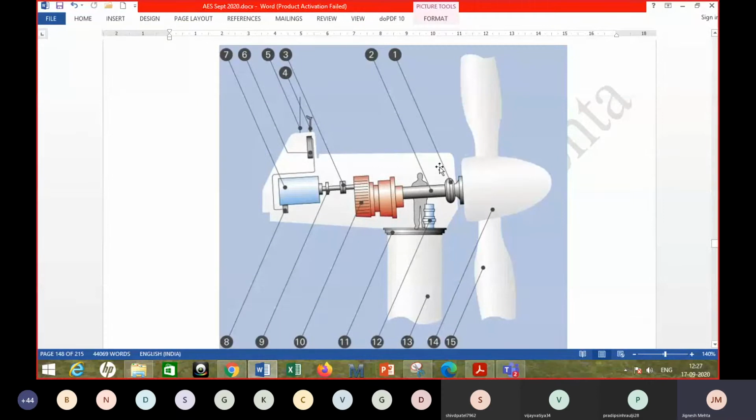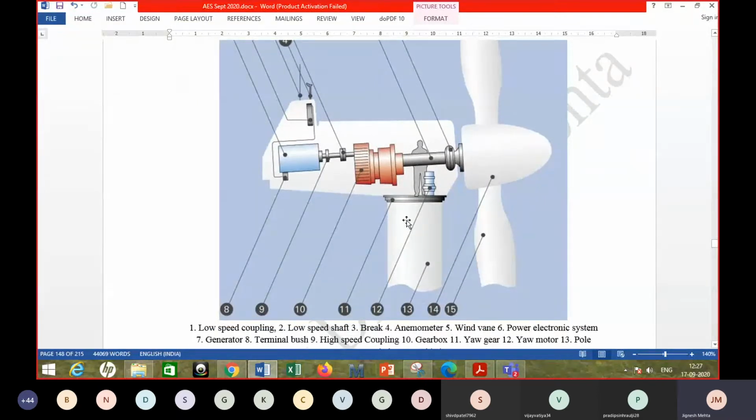Right. So this 13 is the pole, the tower. Tower or pole. If it is of cylindrical design, there could be other types of towers also, but the large-size wind turbines which are now being used, most of them use this tubular tower design made of steel, and it comes in multiple parts, and then they are joined together at the site.